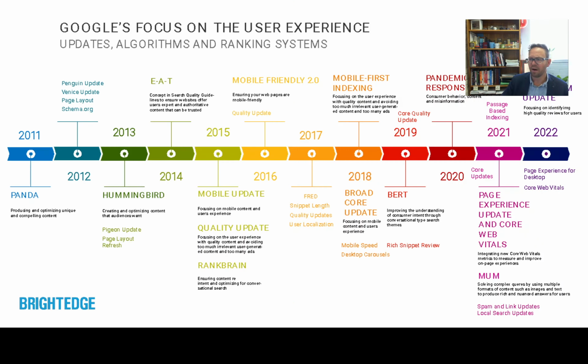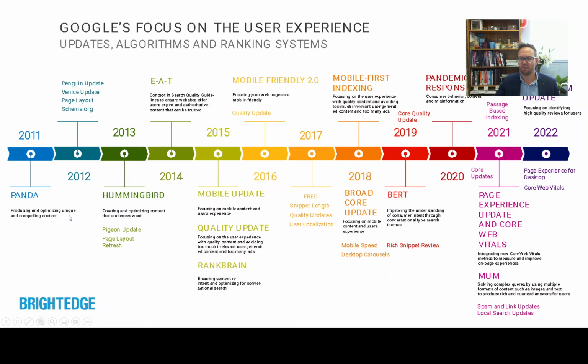So I've got an image here from BrightEdge, and this basically shows the Google updates as we went along. First of all, in 2011, which was quite a while ago, they released the Panda update, and then producing and optimizing unique and compelling content.